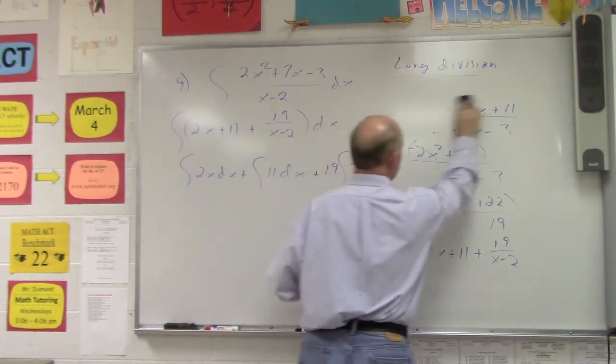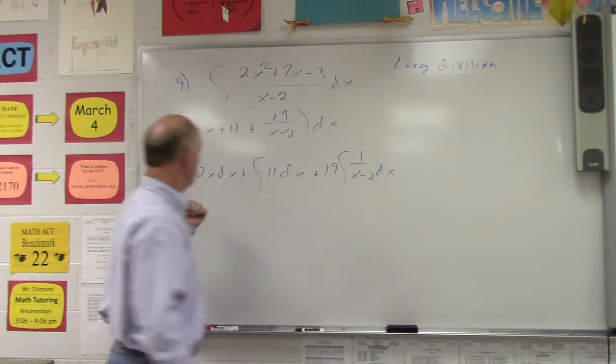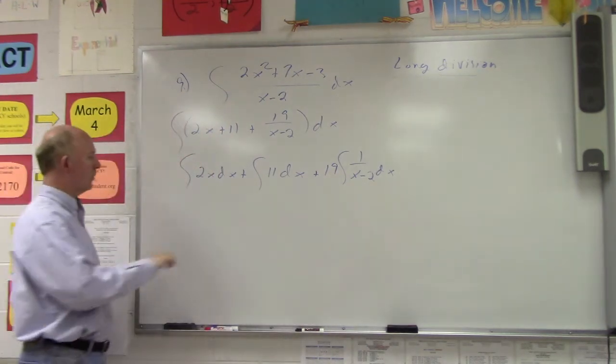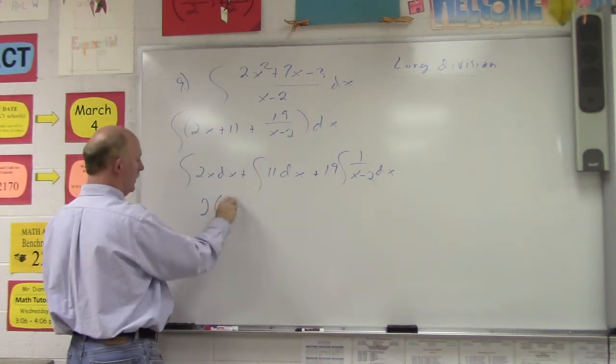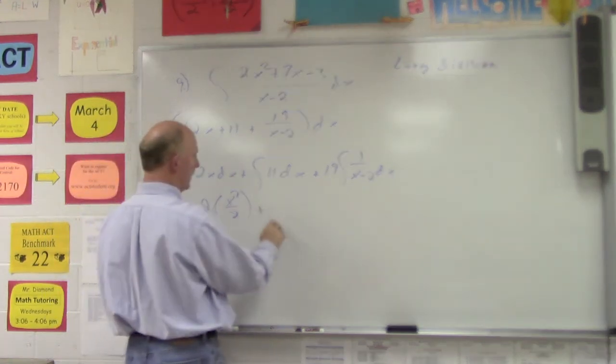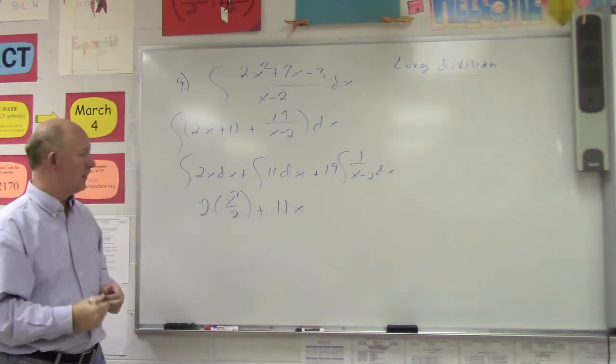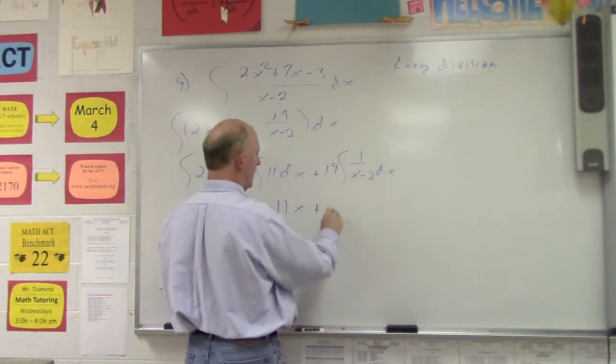Let me erase this. I don't need this anymore. Okay. Now let's go integrate each of these terms. Now the antiderivative here would be 2 times x squared over 2. Now the 2's are going to cancel out. Okay, plus the antiderivative of 11 is 11x. You just add the variable, remember there. And then plus, this would be 19.